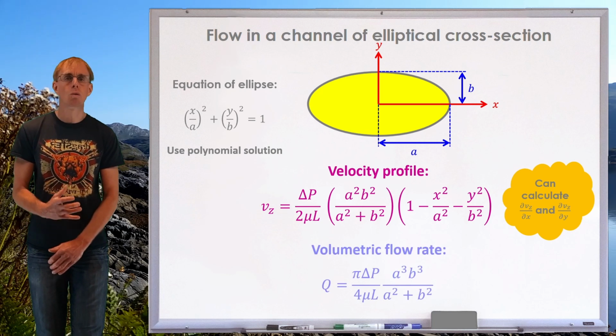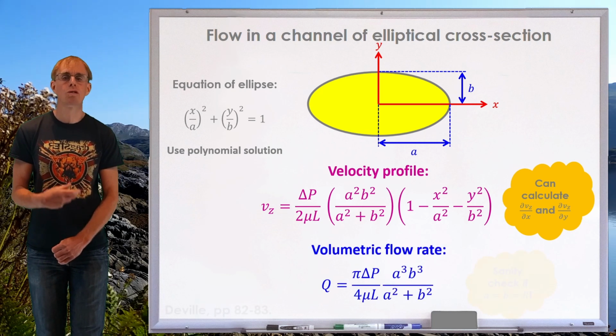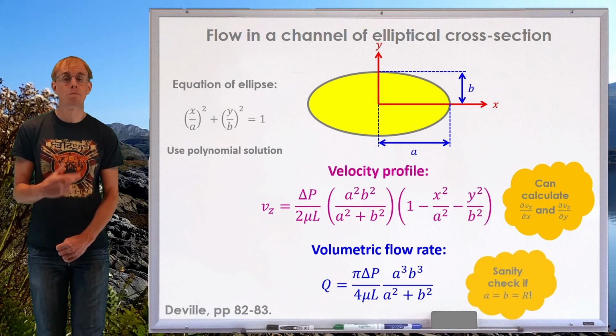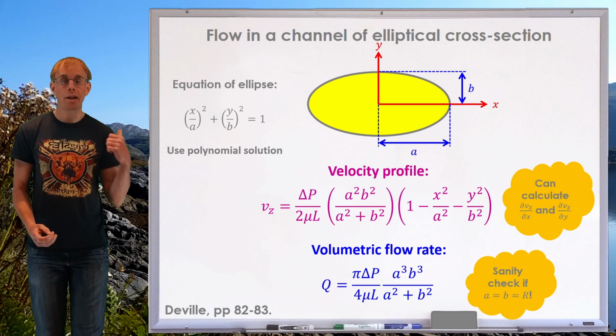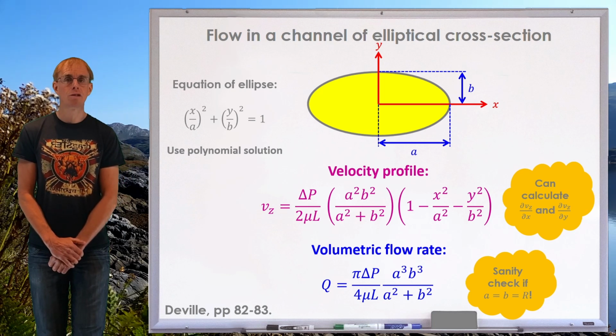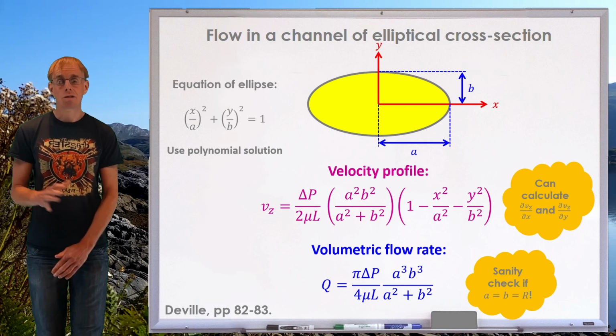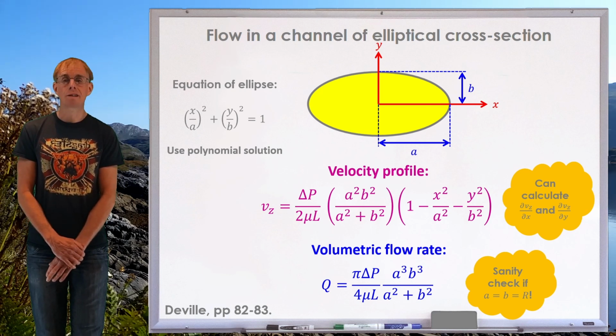For an ellipse, it's also quite nice because we can actually also work out what the volumetric flow rate is, which in turn will allow us to work out what the pressure drop is. So there's the result for the volumetric flow rate of a Newtonian fluid through an elliptical cross-section duct. This is described on pages 82 and 83 of Deville.